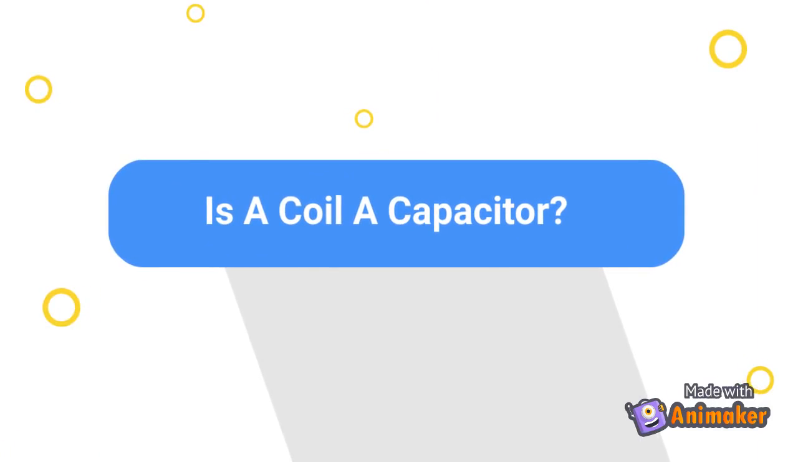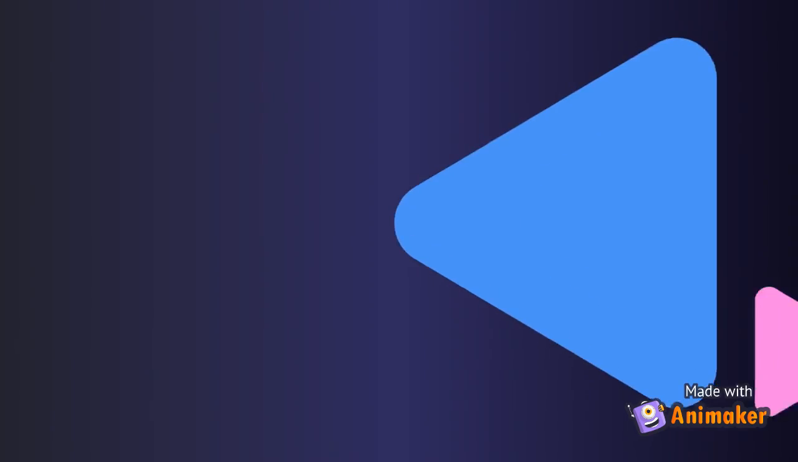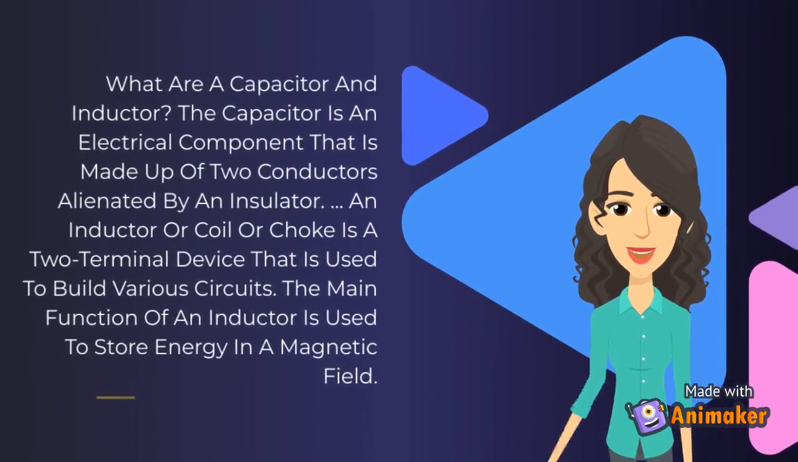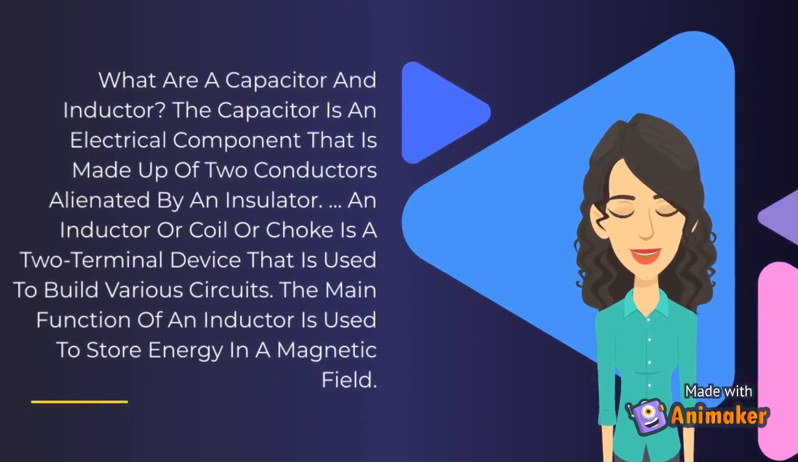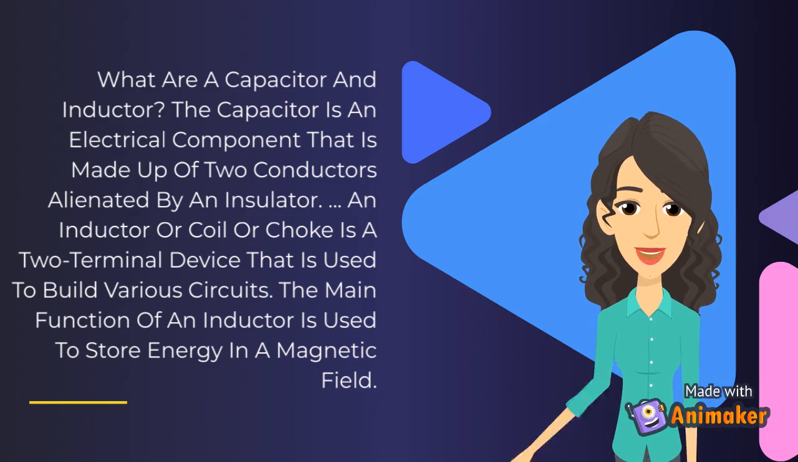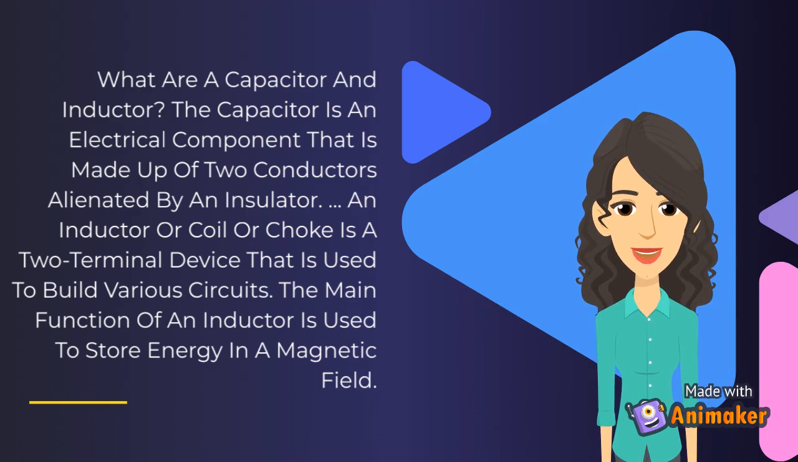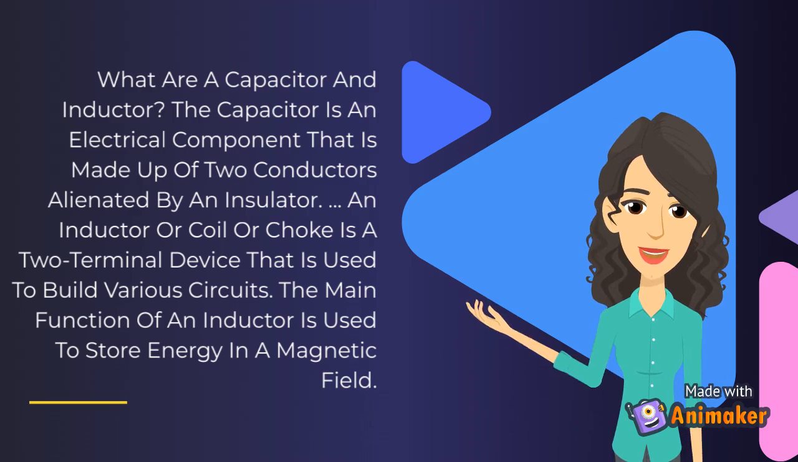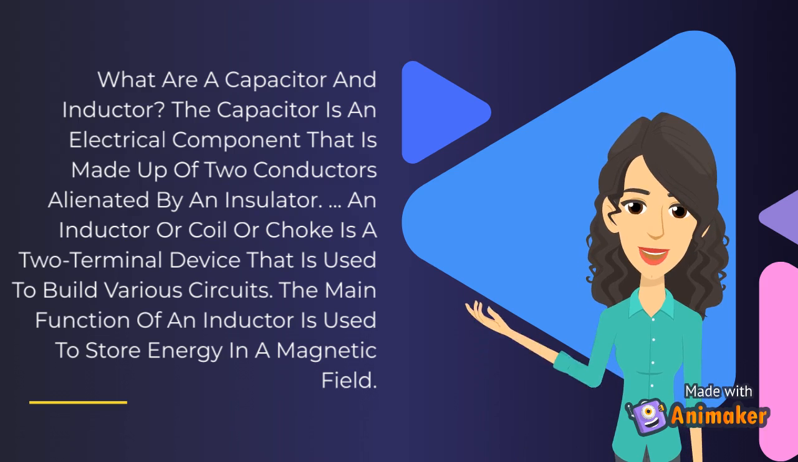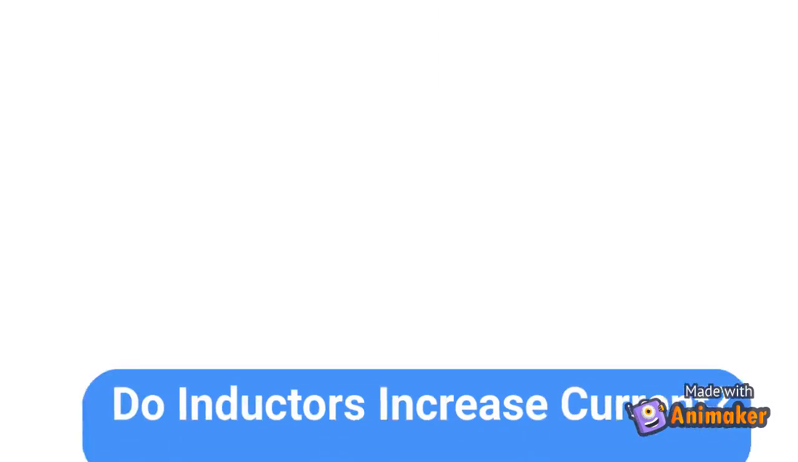Is a coil a capacitor? What are a capacitor and inductor? The capacitor is an electrical component that is made up of two conductors separated by an insulator. An inductor, or coil or choke, is a two-terminal device that is used to build various circuits. The main function of an inductor is to store energy in a magnetic field.